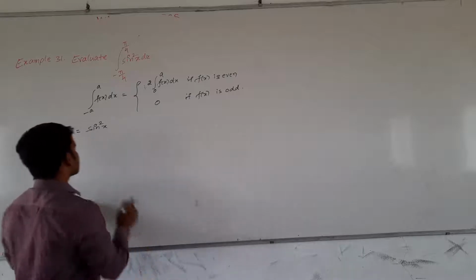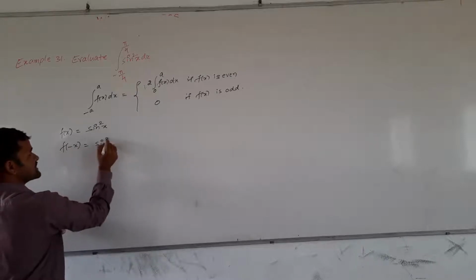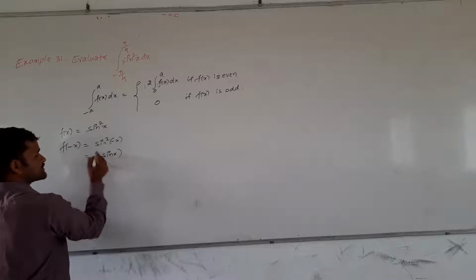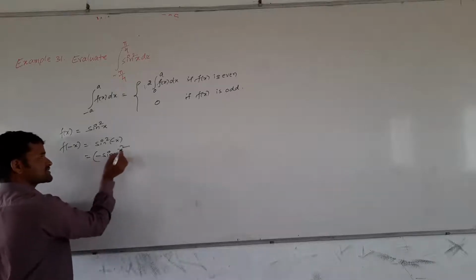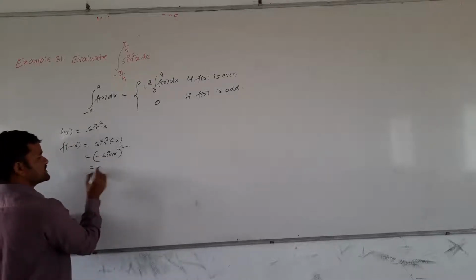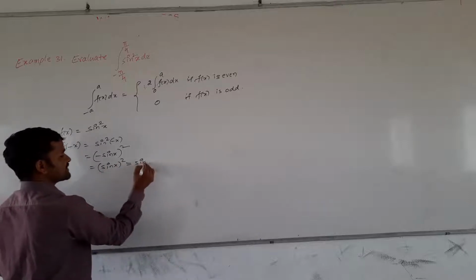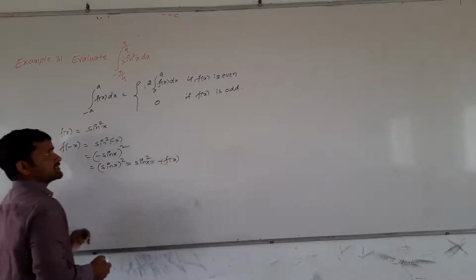Let us check it. Replace x by minus x. This is f of minus x is equal to sin square of minus x, nothing but minus sin x whole square. Sin square can be written as sin x whole square. See, this square applies for the minus also. Minus minus becomes plus. This is sin x whole square, nothing but sin square x. What I am getting is plus f of x again.